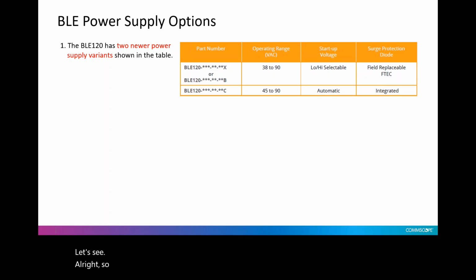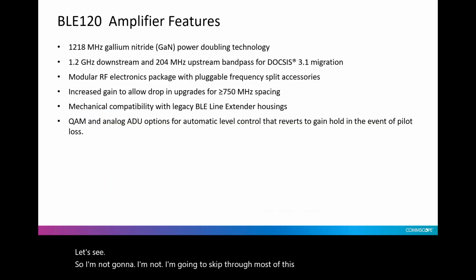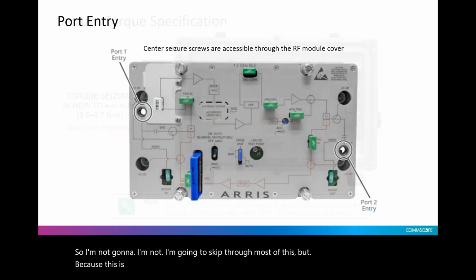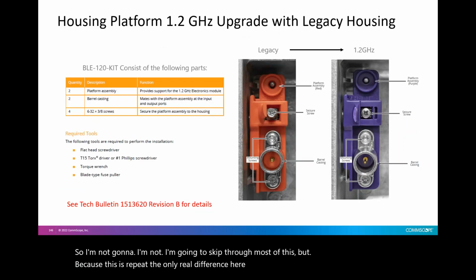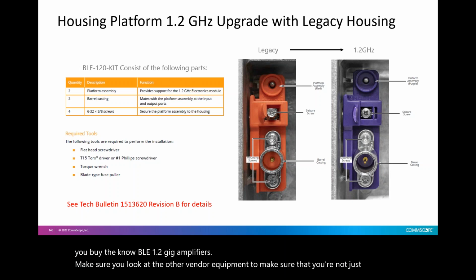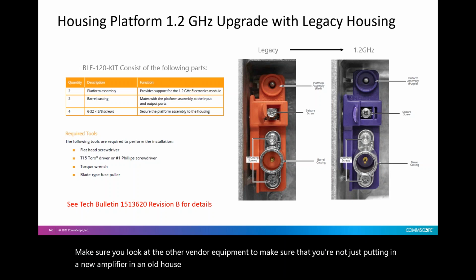So I'm going to skip through most of this, because this is repeat. The only real difference here is purple versus red in the line extender. If you buy the BLE 1.2 gig amplifiers, make sure you look at the other vendor equipment to make sure you're not just putting a new amplifier in an old housing and not being able to get the right amount of bandpass.